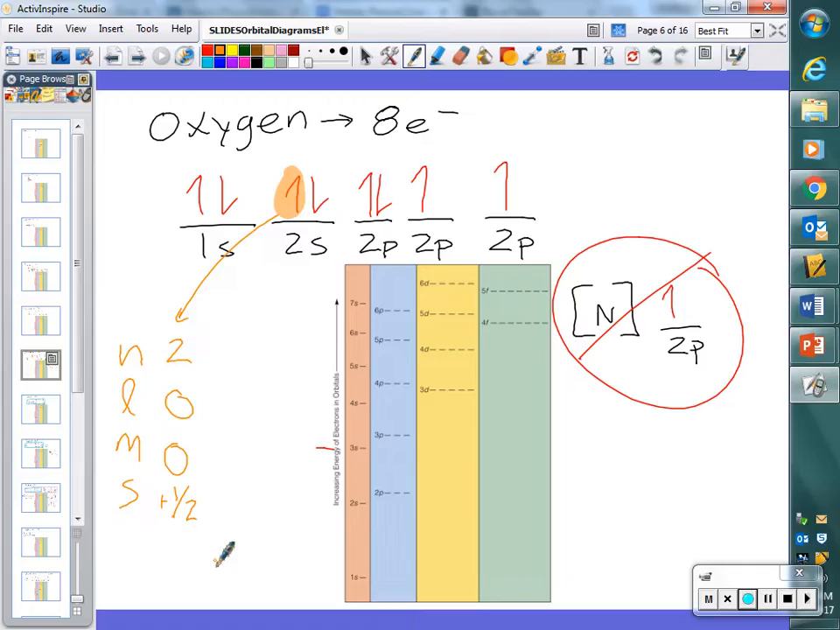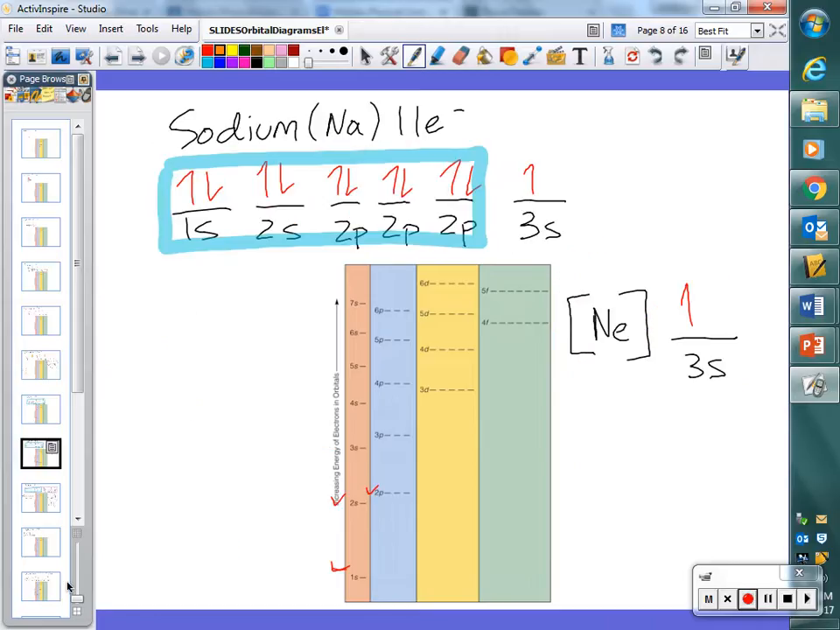What could we change on this drawing? Or on this set of quantum numbers? Oh, good. S could be negative 1/2. S could be negative 1/2, right? If we're only talking about one electron, we don't exactly know which one's plus 1/2 and which one's minus 1/2 until we start comparing them to each other. All right? Good with that? Okay. Let's go to sodium.